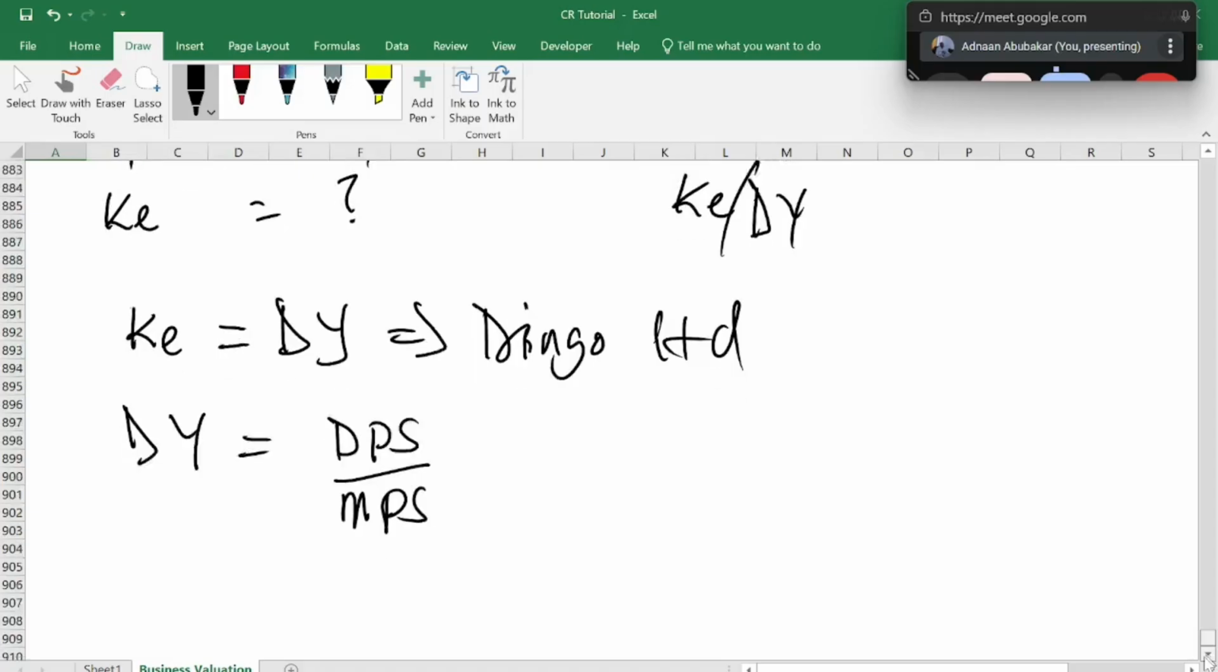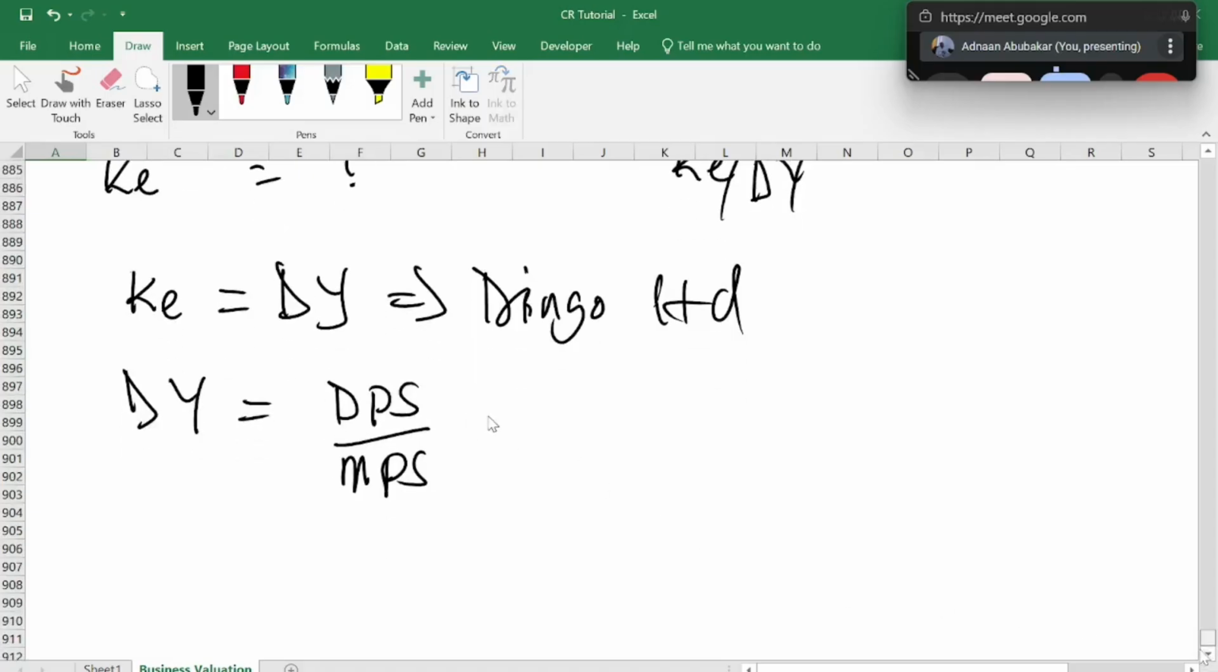So go into the question. Do you have the dividend per share for Dingo? It's how much? Dividend per share is 0.24. And the market price per share is how much? 1.6. When you divide, what do you have? 0.15. Good.